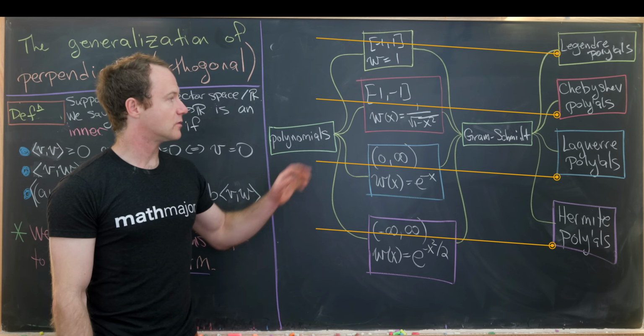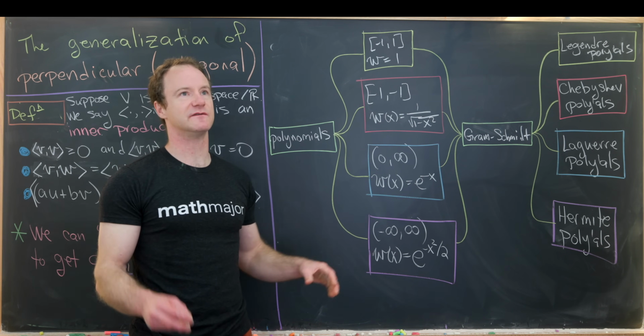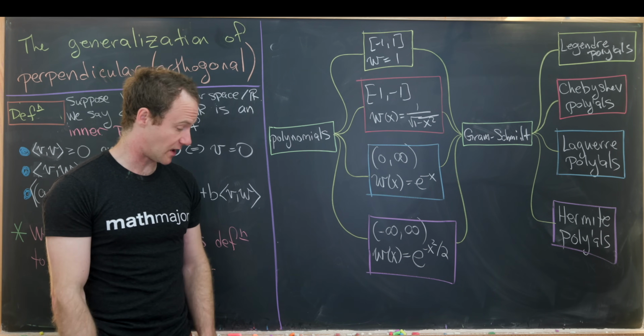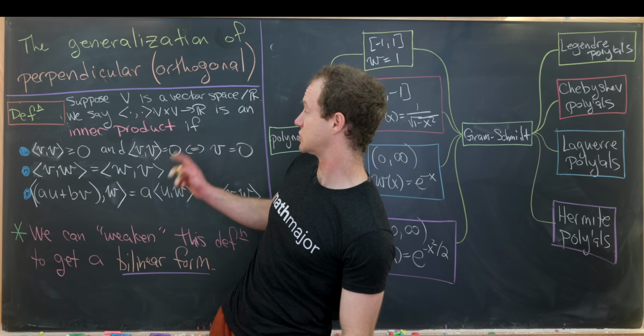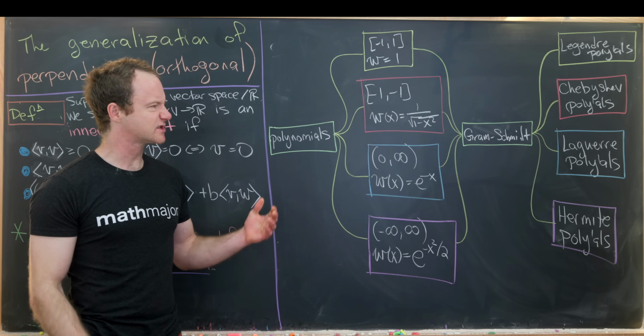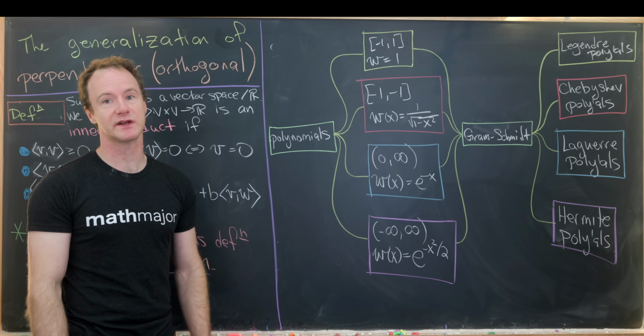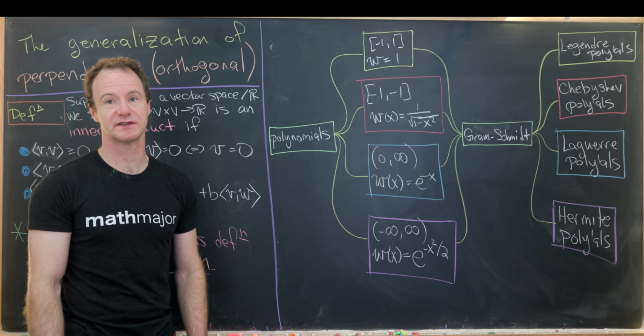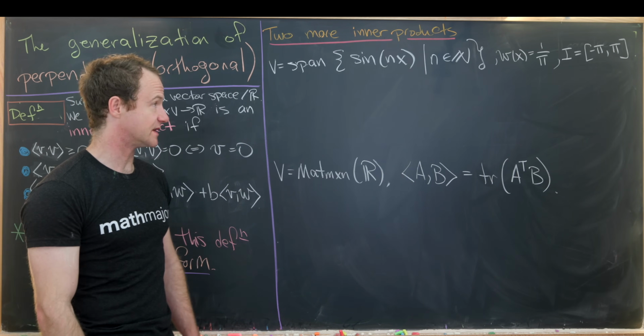Okay, so now that we've got this kind of idea of lots of different families of perpendicular or orthogonal polynomials built off of this notion of an inner product, which is a generalization of the dot product, let's quickly look at two more examples of inner products on other familiar vector spaces. So here are two more examples.